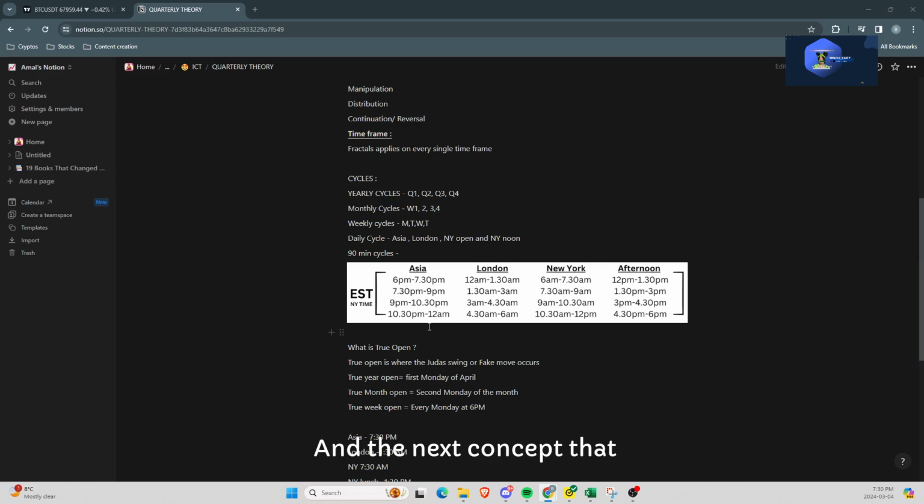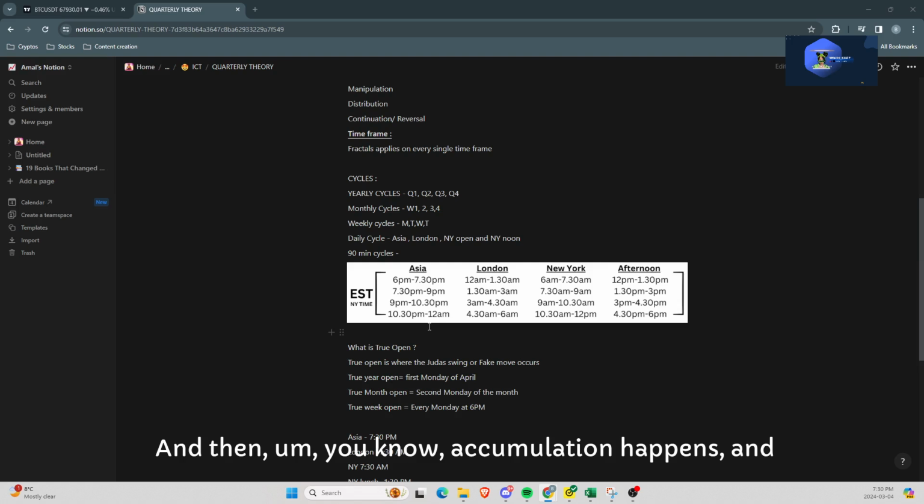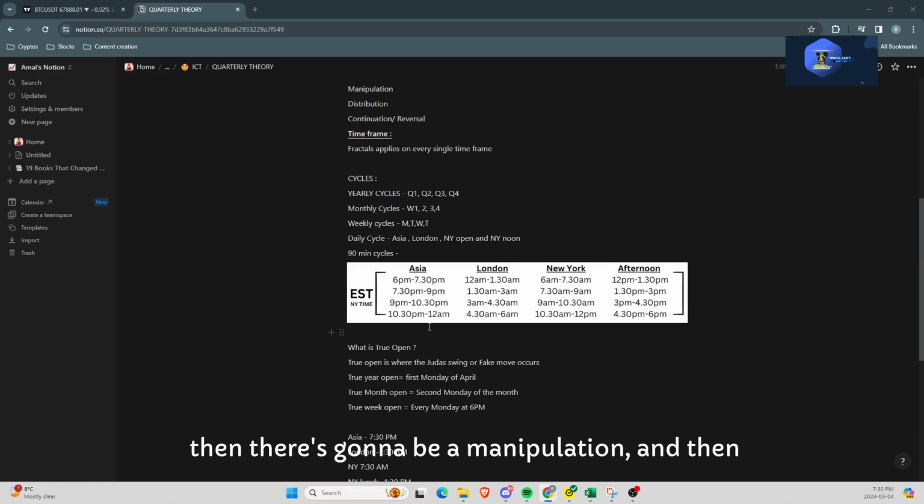And the next concept that you need to understand is true open. So what is true open? True open is where the Judas swing or the fake move occurs, like the manipulation, and then accumulation happens, and then there's going to be a manipulation, and then there's going to be a distribution, right?